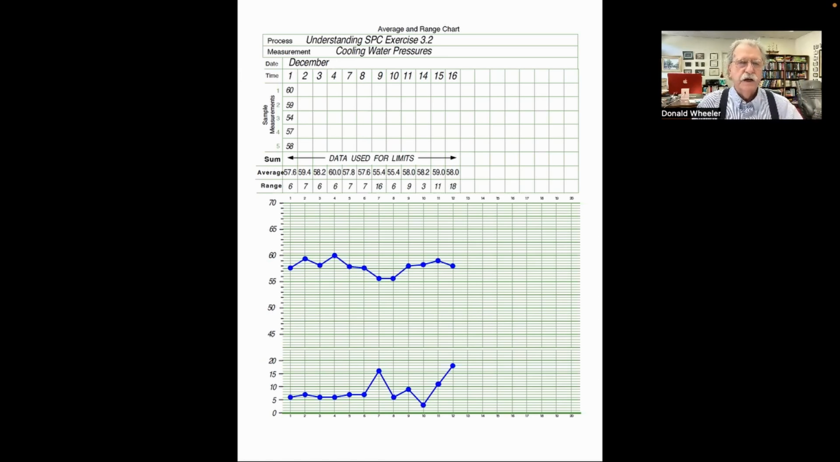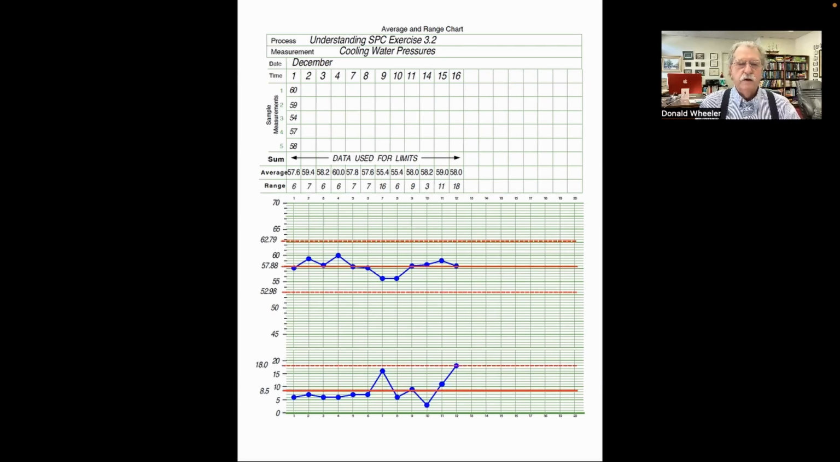I didn't write all the data down. And then he computed his average and his range for each day. And he used about the first half of the data to compute his limits. So here are the first half of the data as they're shown in the textbook. And the average is 57.88, and the average range is 8.5.